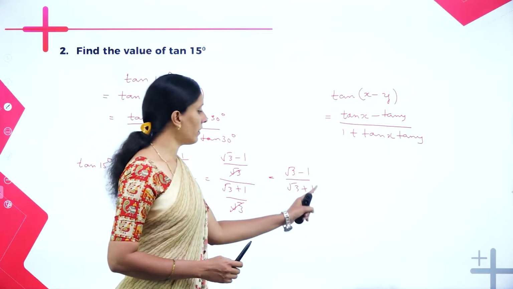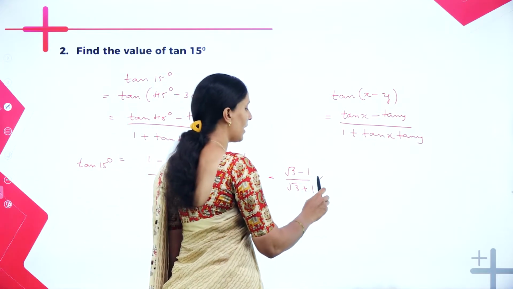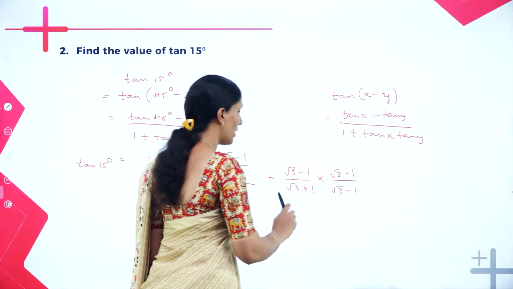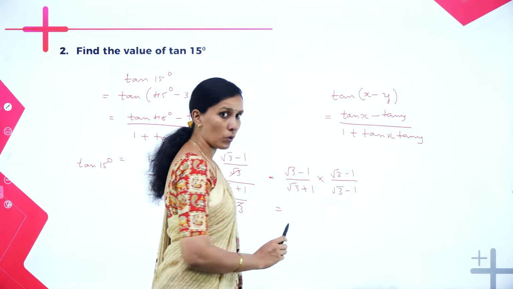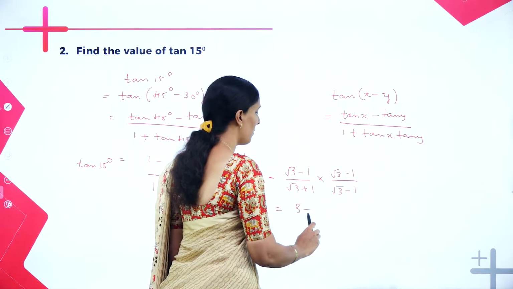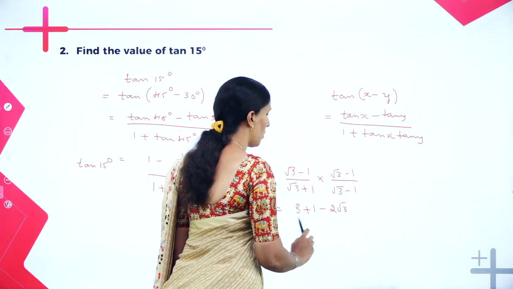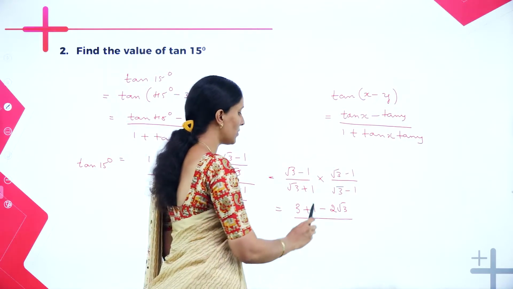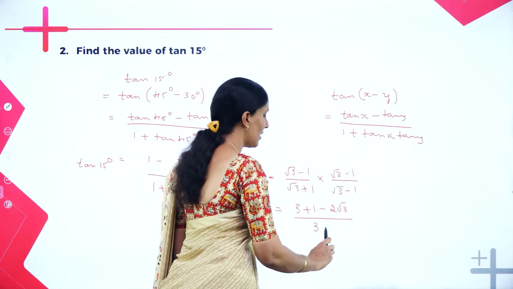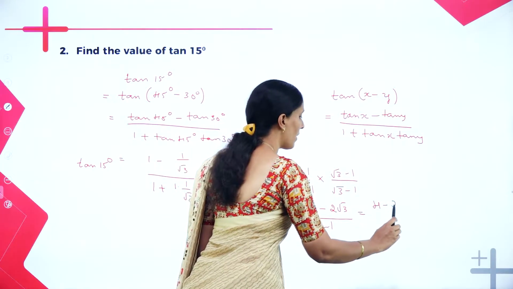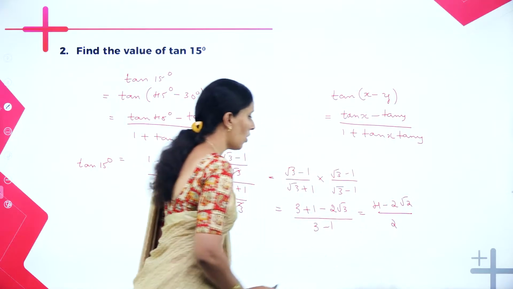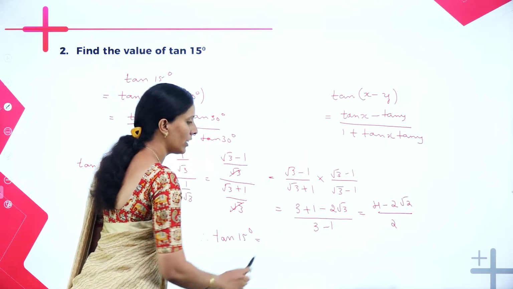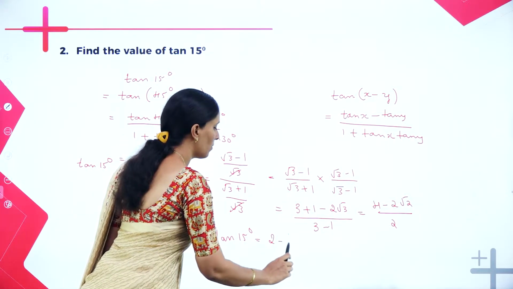If you want to convert this into rational form, then you can just multiply by the conjugate of root 3 plus 1, that is root 3 minus 1. Then you will get root 3 minus 1 whole square, which you can write as 3 plus 1 minus 2 root 3, whole divided by, this is in the form of a plus b, a minus b, which can be written as a square minus b square. So you will get root 3 whole square as 3 minus 1. So you will get this as 4 minus 2 root 3 divided by 2, or I can write tan 15 degree as, when you divide the numerator by 2, the value 2 minus root 3.